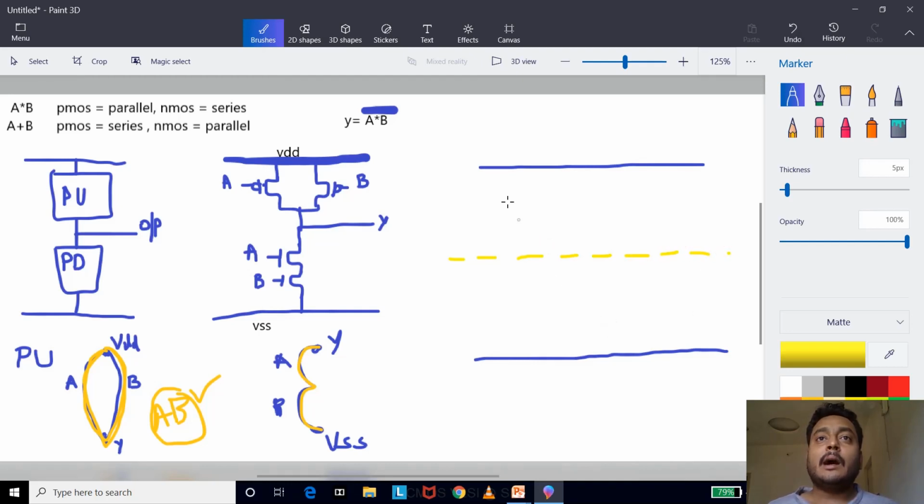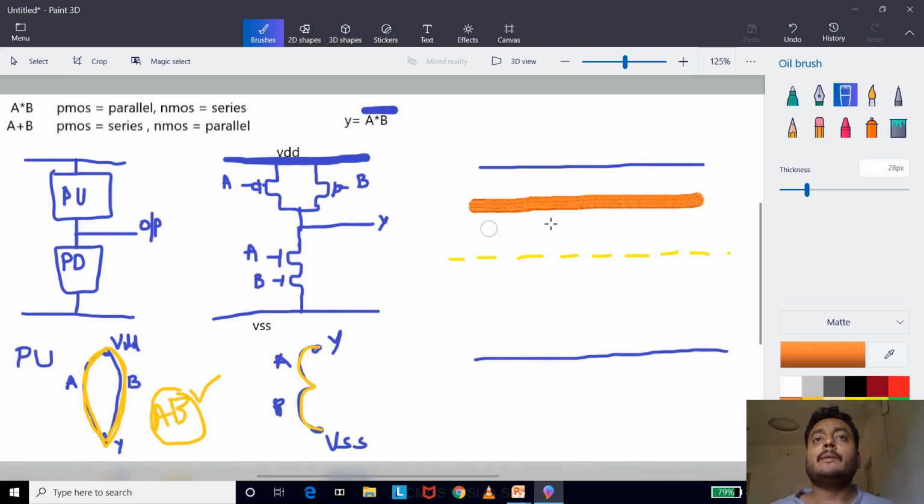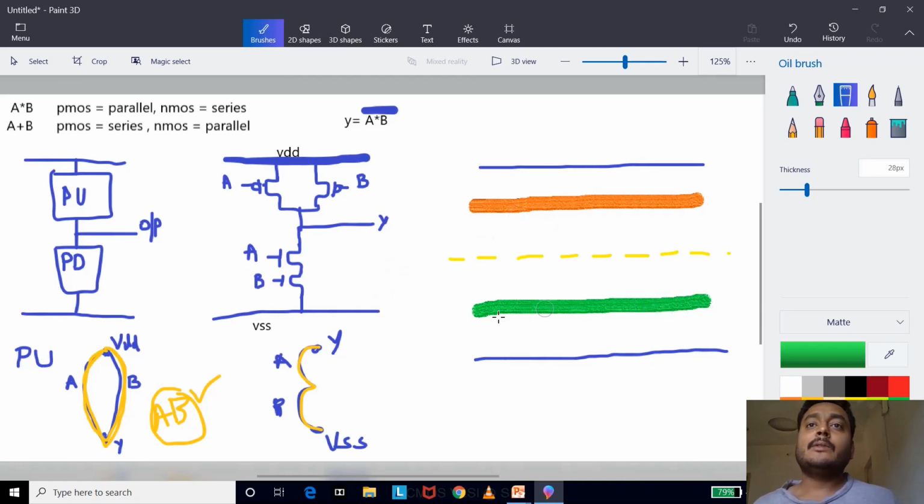Got it? Now I will indicate the P substrate here and the N substrate here. For the P substrate I will use this orange color, with small thickness. So this is my PMOS substrate, and I will go for green color for the N substrate here. Orange, white, and green, so it looks like the Indian flag. Okay, let it be. Once you draw the P substrate like this, this will be your N substrate like this.